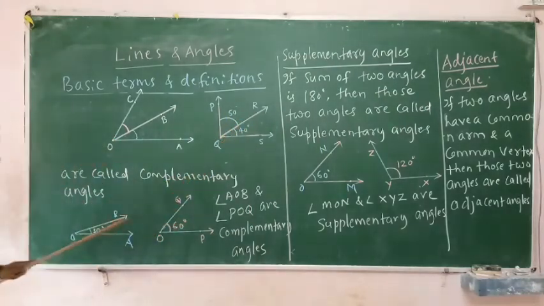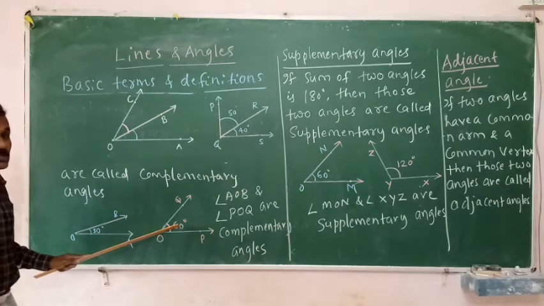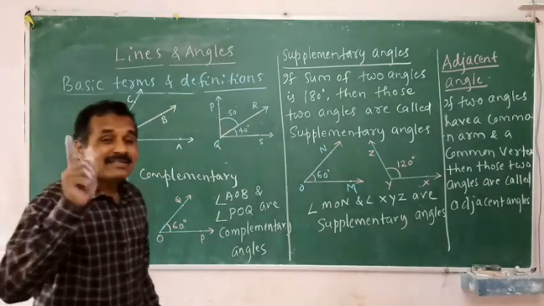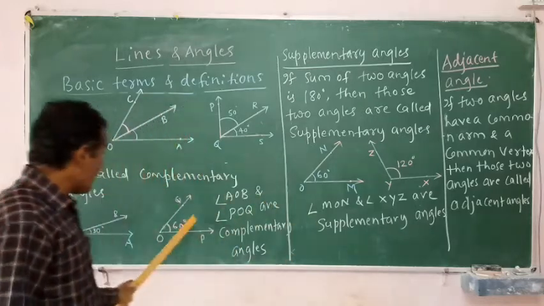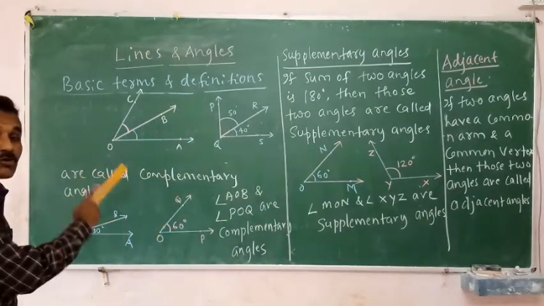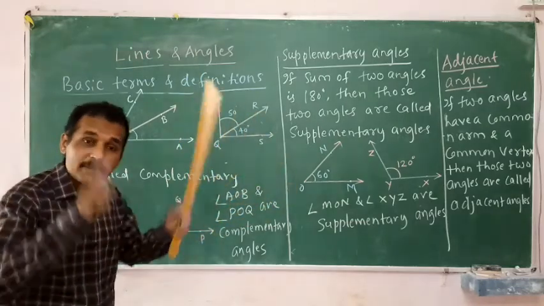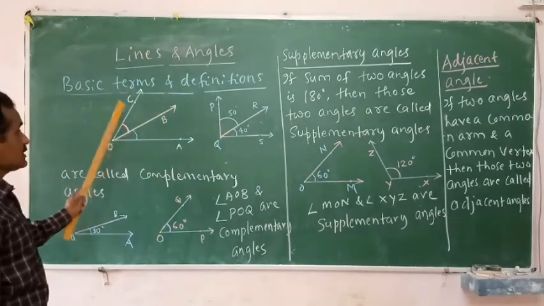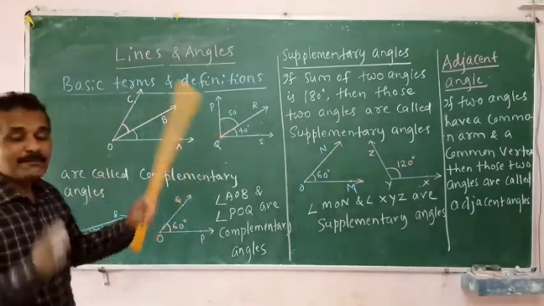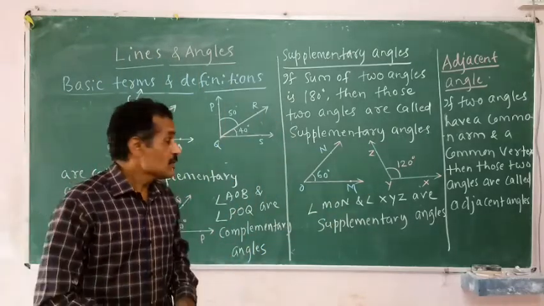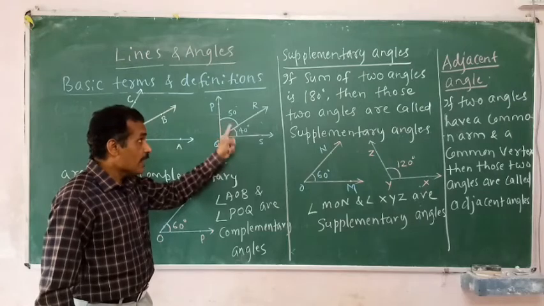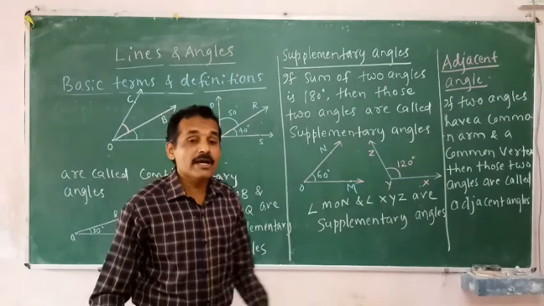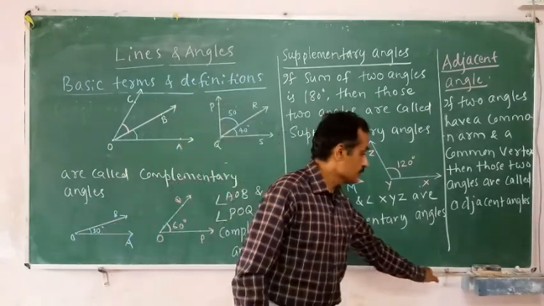But this can't be an adjacent angle. My children, note this point. This is only complementary because sum is 90, but they do not have a common arm. So they are not adjacent, they are only complementary. But this is an example for complementary also, and this is an example for adjacent also. So these two are the examples for purely adjacent. What are adjacent angles? There must be two angles and both must have a common arm and a common vertex, and those two angles are called adjacent angles. Note this.